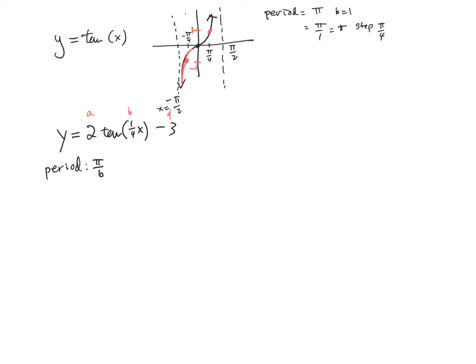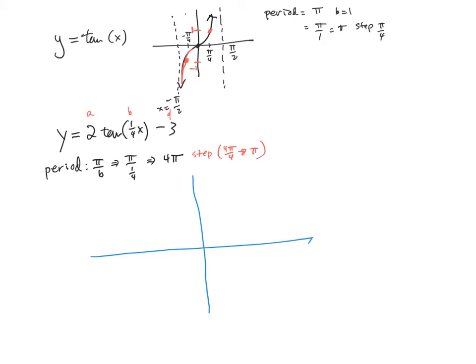So in this case, the pi over b is going to be pi over 1/4. And if you take pi and you divide by 1/4, you're going to get 4 pi. So the step for this one to find the key points is going to be 4 pi over 4, which is going to be pi. That's a nice way to step. Okay, so I'll make the axis in blue. Here we go.